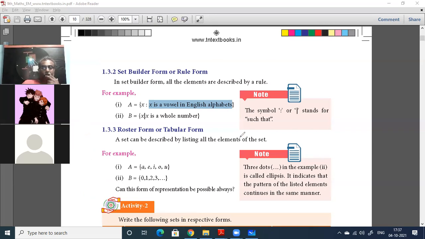Go on. Roster form or tabular form: a set can be described by listing all the elements of the set. For example, A is equal to curly bracket A, E, I, O, U, closed curly bracket. B is equal to curly bracket 0, 1, 2, 3, and so on, closed curly bracket. Very good. The three dots are called ellipses. It is a way of saying that the pattern shown in the first few elements will continue throughout.